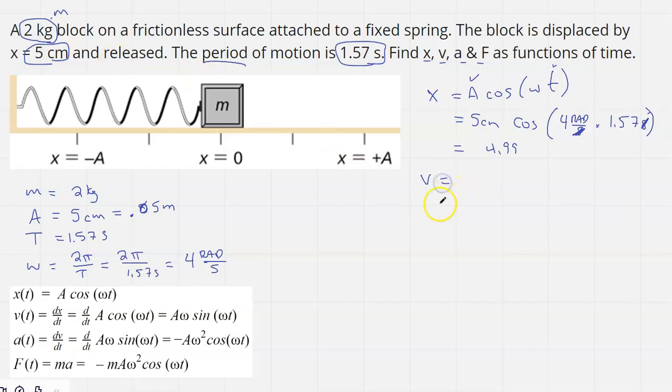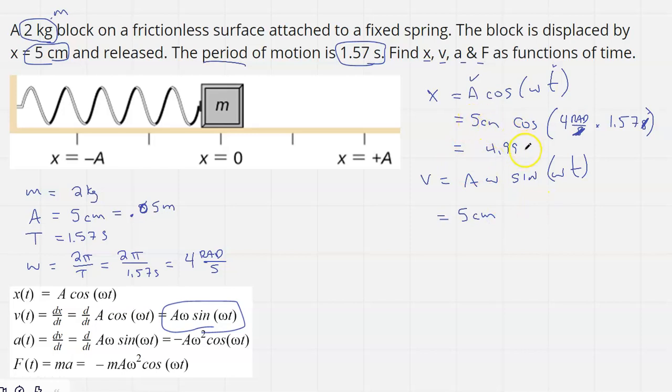We'd like to know the velocity right there, A omega sine omega t. You know, you're just plugging numbers in. So it looks like that. I like to put the parentheses around it just to remind myself to take the sine of all of that. But my amplitude again was 5 centimeters. Oh, you know what I should have done? I should have put a unit on this.